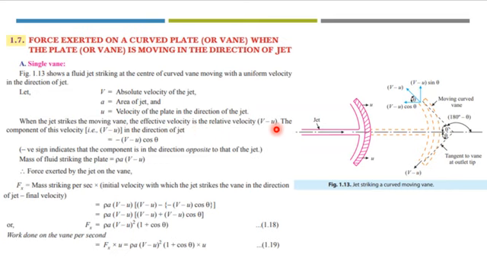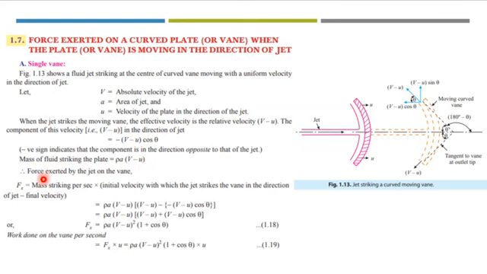When the jet strikes the moving vane, the effective velocity is the relative velocity, v minus u. The component of this velocity in the direction of the jet will be minus (v minus u) cos theta. The negative sign indicates that this component is in the direction opposite to the jet. As you can see in this figure, when the jet strikes the plate, it will divert at angle theta. So you can resolve this relative velocity (v minus u) into x and y components. This is the x component, (v minus u) cos theta, in the direction opposite to the direction of the jet, and this is the y component, (v minus u) sine theta.